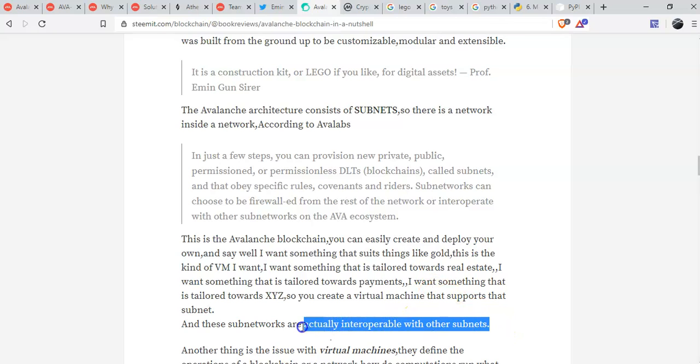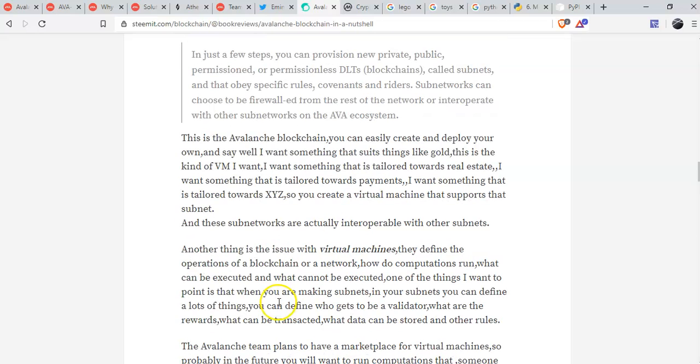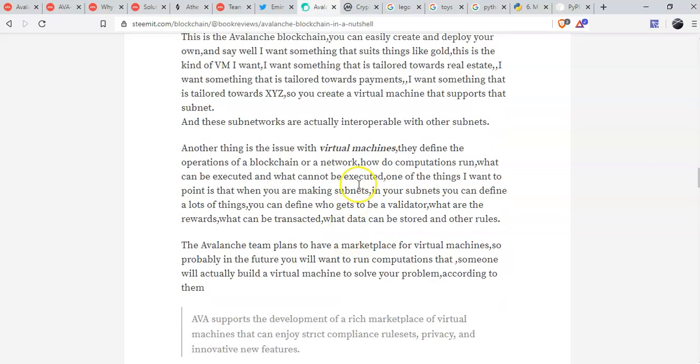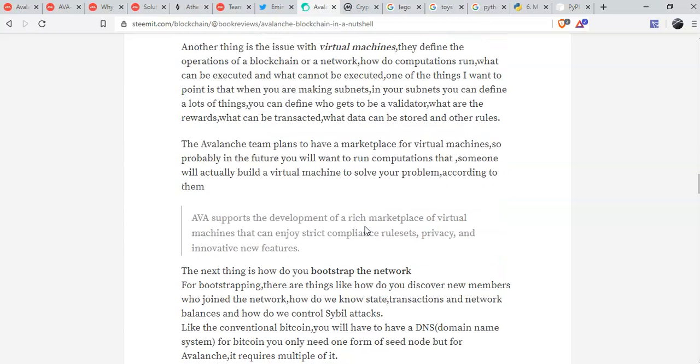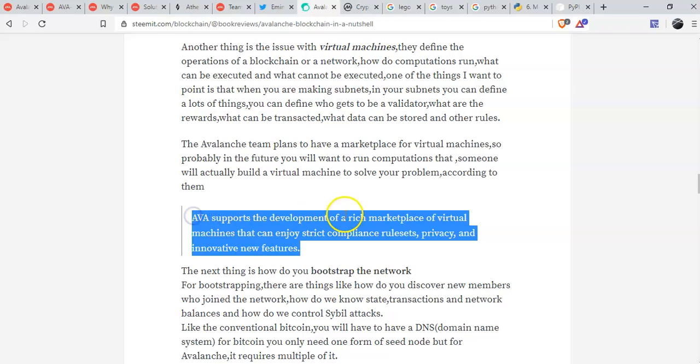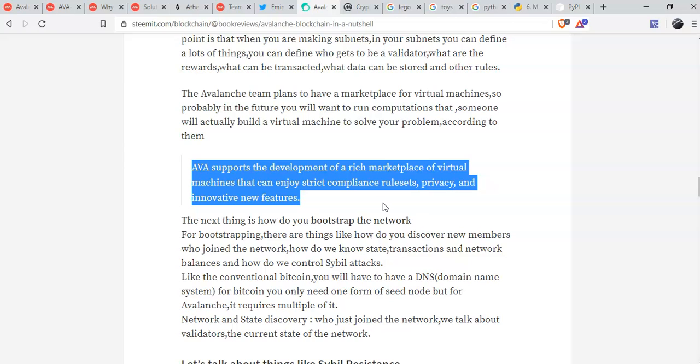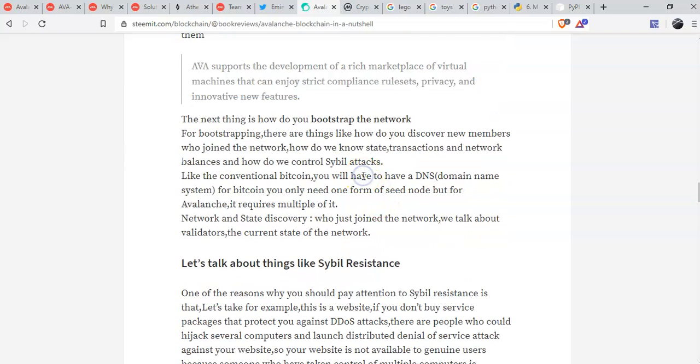Another thing about this platform is that these subnets are interoperable with other subnets. So they are not existing in closed silos as with other blockchain systems. They are working with other platforms. The other thing I talk about is the issue of virtual machines. They define how the blockchain runs, and it's going to support a rich marketplace for virtual machines, and the development and the sale and all that.